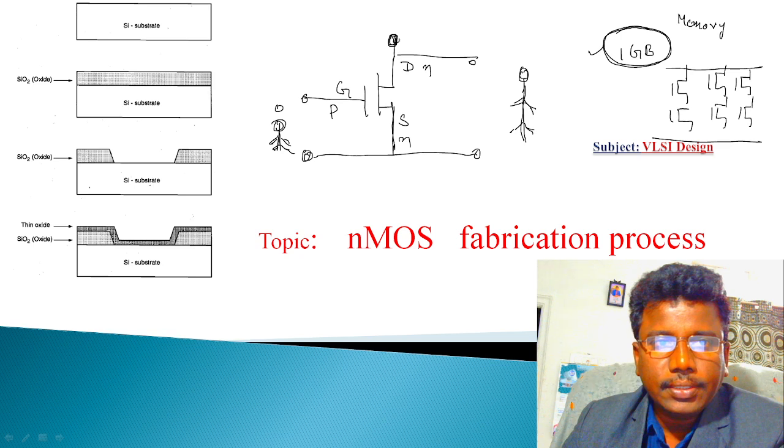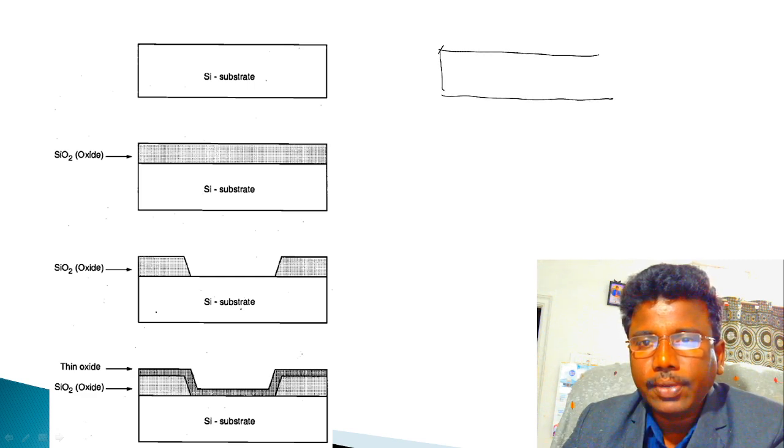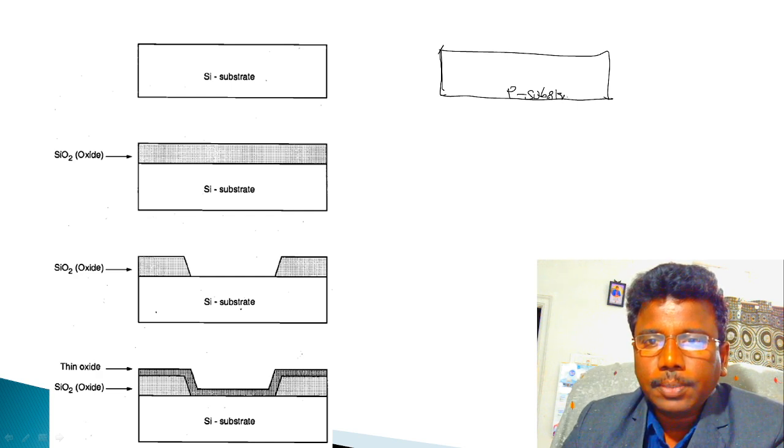Initially, you can see this silicon substrate. In nature, different materials are available. From the silicon substrate, they cut the wafer. Our aim is the nMOS fabrication process, and that is the reason we need to take a P substrate. A P substrate has holes as its majority material.